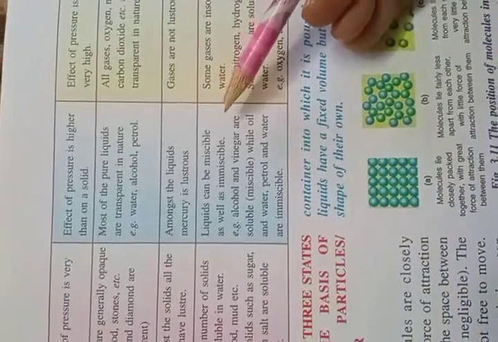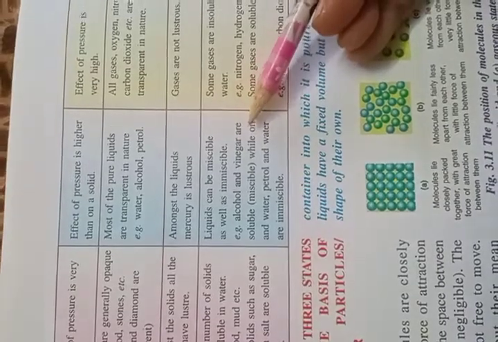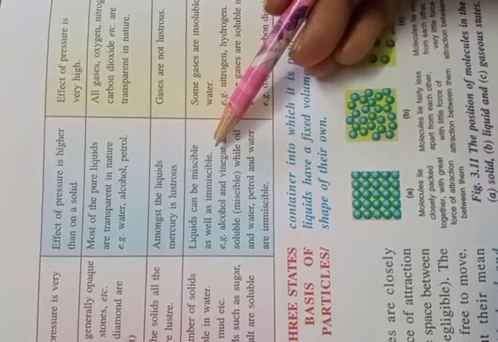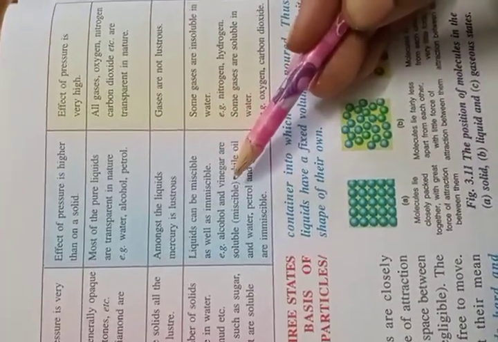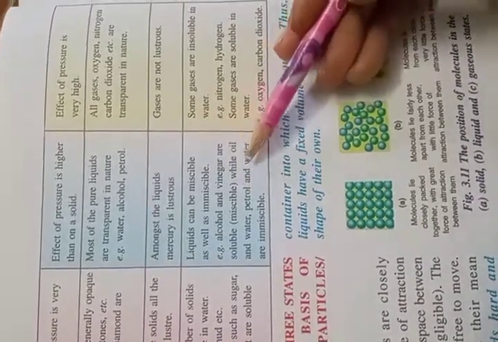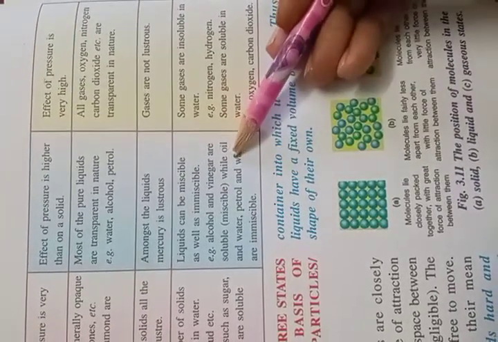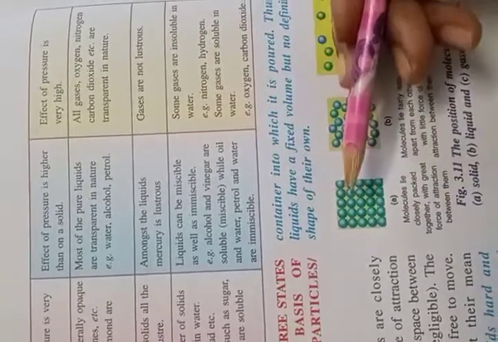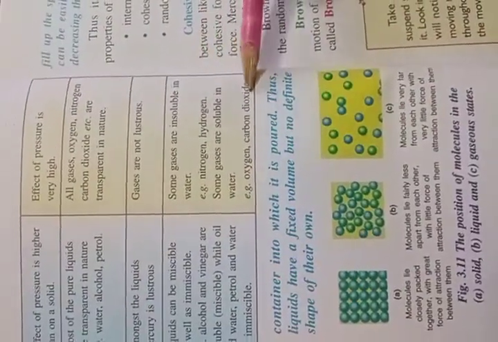Next, liquids can be miscible as well as immiscible. ऐसे liquids रहते हैं जो miscible भी रहते हैं और immiscible भी. Miscible means जो mix up होते हैं water में, and immiscible means they cannot be mixed up in water. For example, alcohol and vinegar are soluble, that is, miscible liquids, while oils and petrol are immiscible liquids. देखो आप डाल के देखो, ऑयल अगर पानी में हमने डाला तो फ्लोट होता है ऊपर. Okay, that's the immiscible.